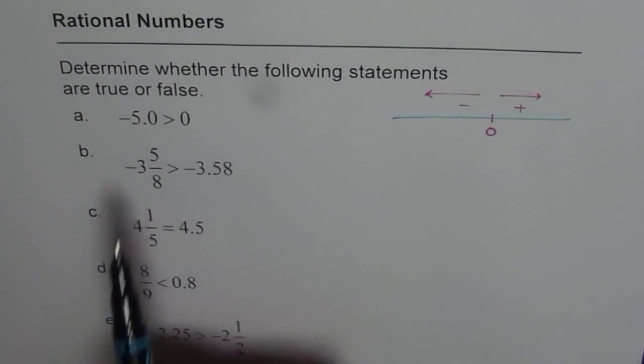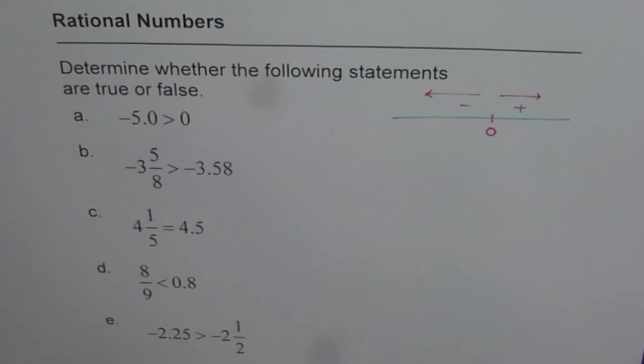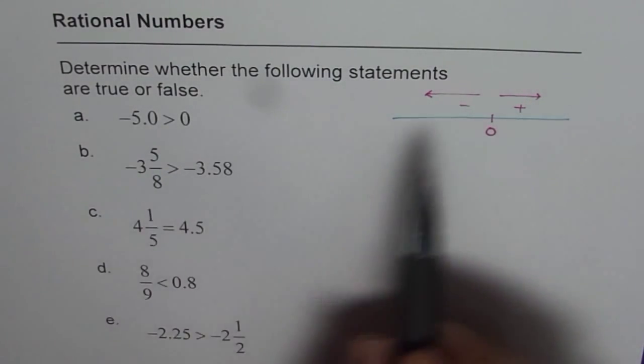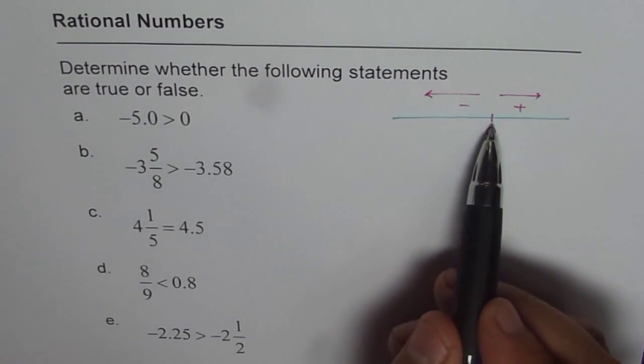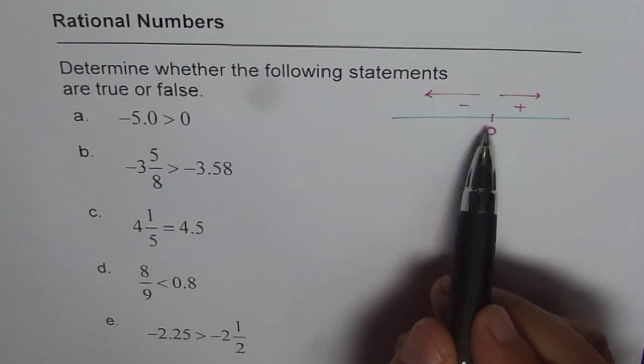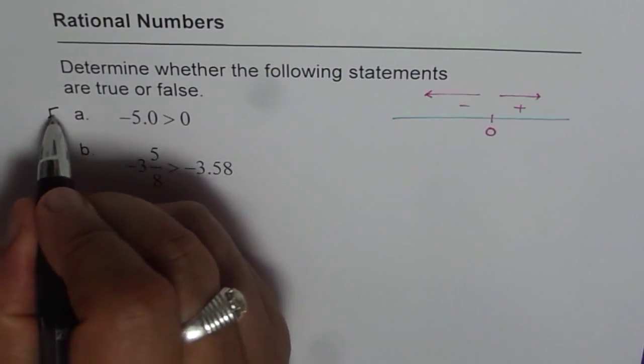Now the first one is minus 5.0 greater than 0. Minus means it is on the left side of 0, right? So it cannot be greater. The number on the right is greater, and therefore this is false.